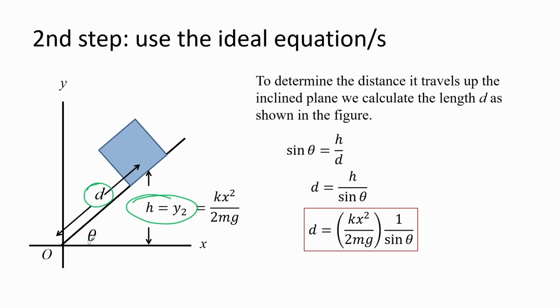Luckily, we have the angle theta here. So we can use sine theta. Sine theta is equal to the opposite h over the hypotenuse d. Rewriting, d is equal to h over sine theta. So we know ang h nato, which we solved earlier, which is y2 equals kx squared over 2mg. So d now is given by this expression here.